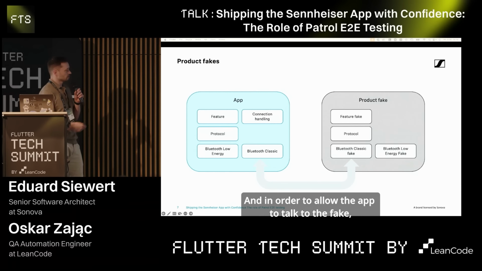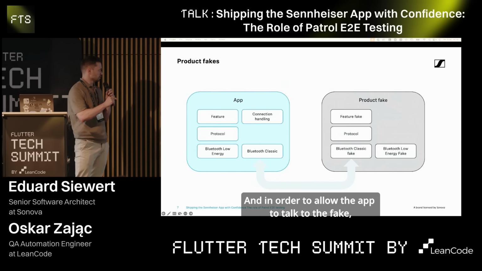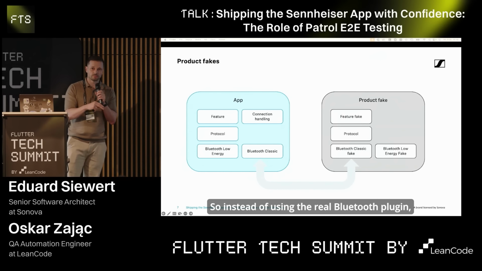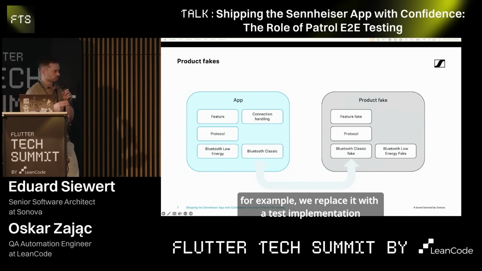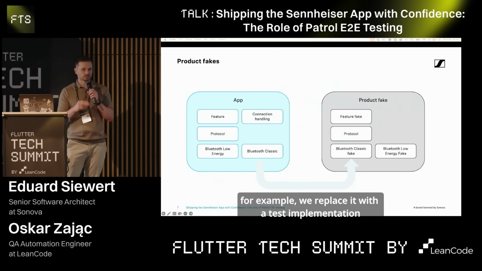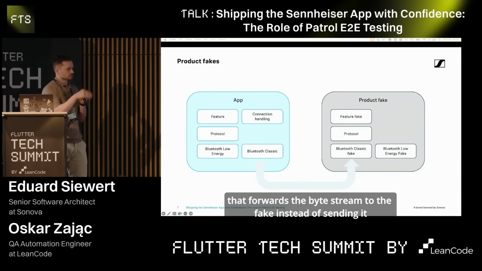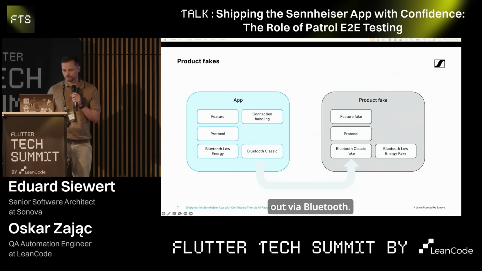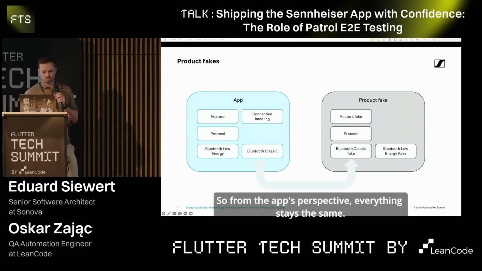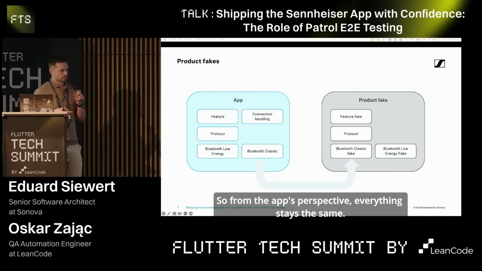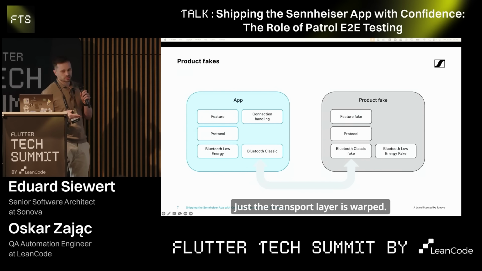And in order to allow the app to talk to the fake, what we do is replace the transport layer in the app during tests. So instead of using the real Bluetooth plugin, for example, we replace it with a test implementation that forwards the byte stream to the fake instead of sending it out via Bluetooth. So from the app's perspective, everything stays the same, just the transport layer is swapped.